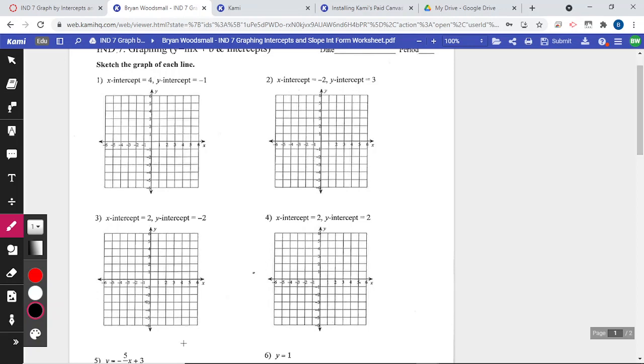So number 3 is one of those where they give us the x-intercept and the y-intercept. That will be 2 points. The x-intercept tells us where it crosses the x-axis. It says that's at 2. So on the x-axis we go to 2, and we know that point has to be on our line. The y-intercept is negative 2. So on the y-axis go to negative 2. That has to be on our line. We connect those points with a line. Okay, so there. If I did that correctly, and I think I did, that's one of them.